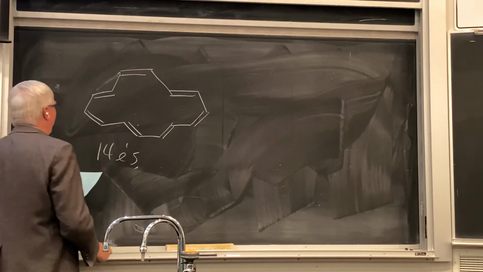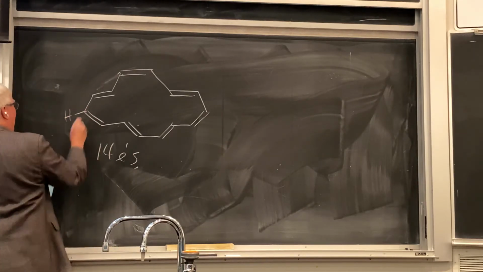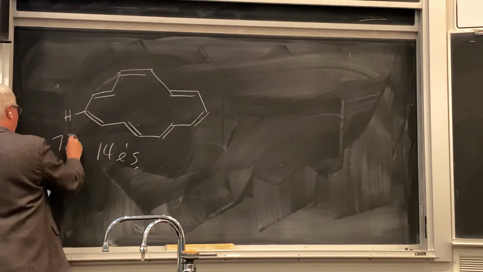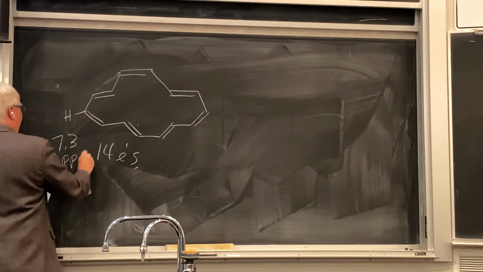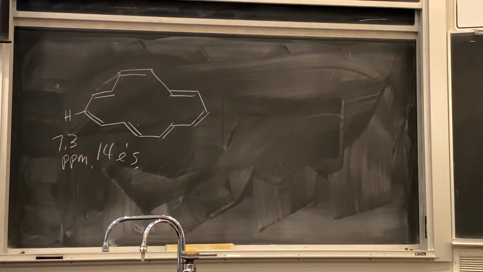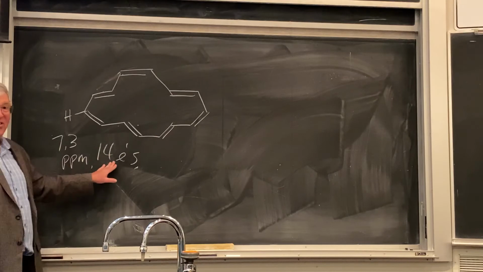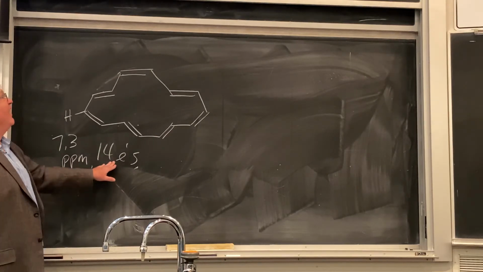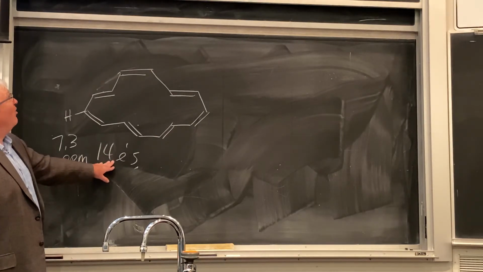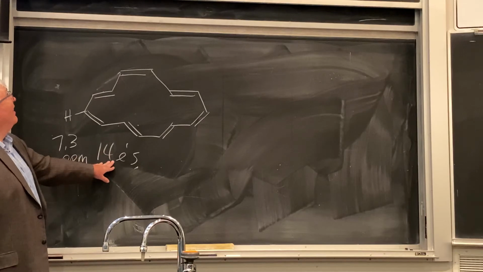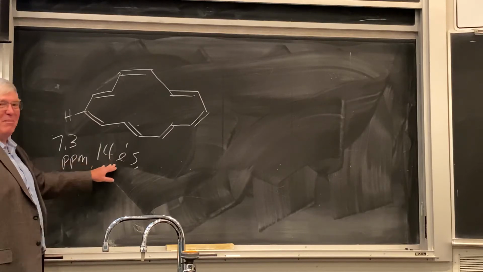I'll give you a little bit on the NMR. These signals show up at 7.3 ppm. So what do you think? Aromatic or not? 14 pi electrons, does that fit the Huckel rule? Yes, where n equals what, 4? Or no, 3, sorry. n equals 3, so I'd be at 12 plus 2, yep, 14 pi electrons.